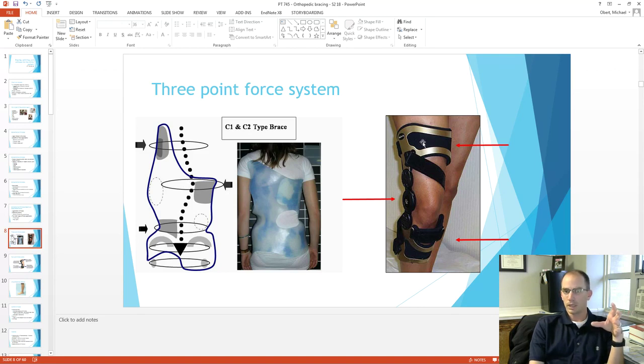Okay. If we look at here, this is one of the offloader braces that I was talking about. So we have 2 points pushing out and 1 point pushing medially into the joint.